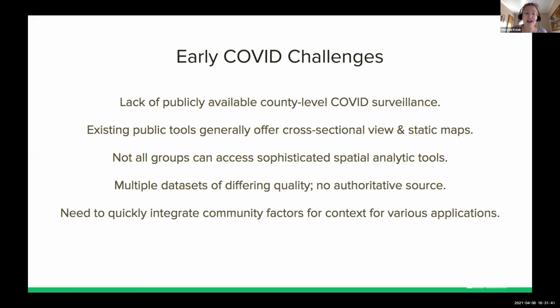So not all groups could access sophisticated spatial analytic tools, multiple data sets of differing quality, and there was no authoritative source, which continued to be the case until late December this past year. And also a need to quickly integrate community factors for context for various applications.